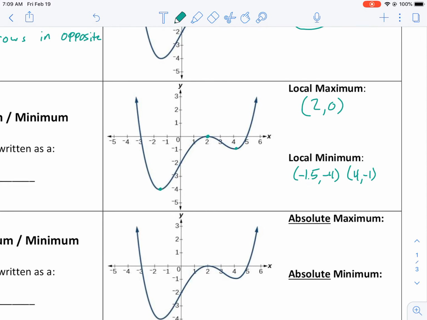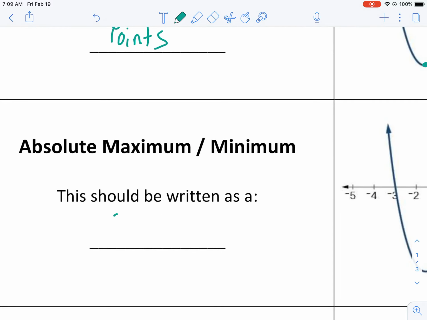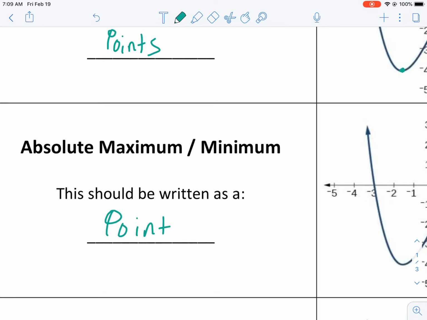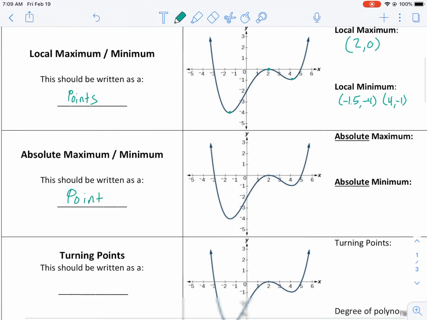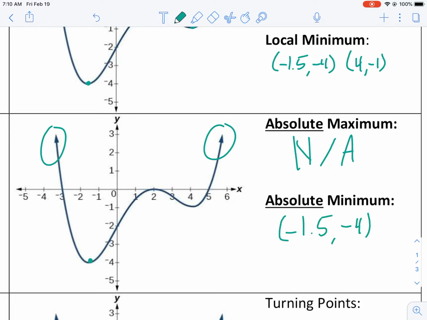Those are different than the absolute maximum or minimum, which would be a maximum or minimum for the entire function. Now, actually none of these functions are going to have both, okay? Some functions might not have either, okay? Like this function does not have a maximum. If it has arrows going up, that means there's no maximum, because it goes up forever. So it only has a minimum, it only has a lowest point, and that was this point right here, (-1.5, -4). So that's the absolute lowest that the graph goes, okay?